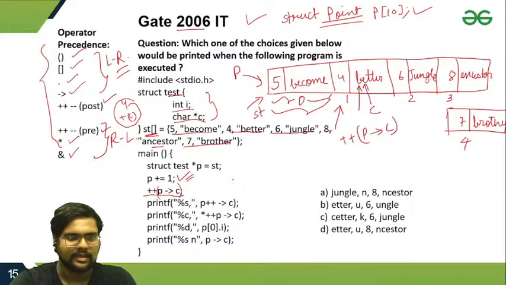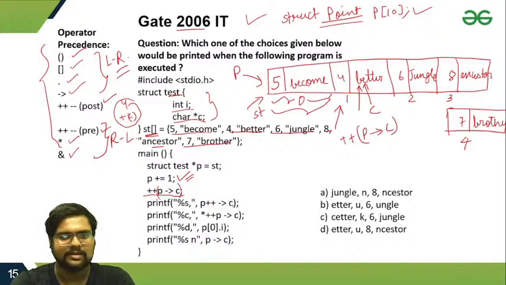When we do p plus plus arrow c, the arrow has more precedence, so first p arrow c will happen. Starting from e, it will print ether. Then the value of p will get incremented. Now p will come to the next index, so it will come to 6, meaning the next entry. So p will be here.